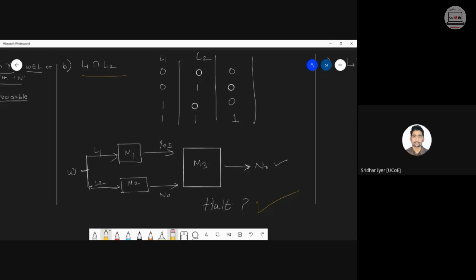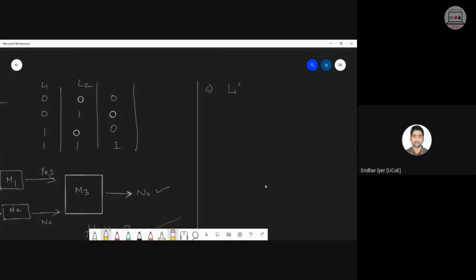Okay, clear. So, based on these definitions, let's try out the next one, which is L1 dash, or basically the complement of L1. Now we have only a single machine, a single language. How to address this situation? It is very simple. We have this machine M1. We will simply send some W. We will check whether this W is part of this alphabet or not.